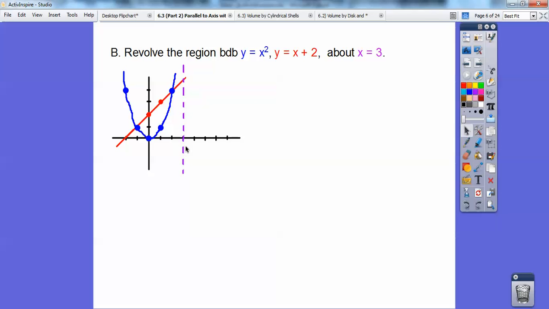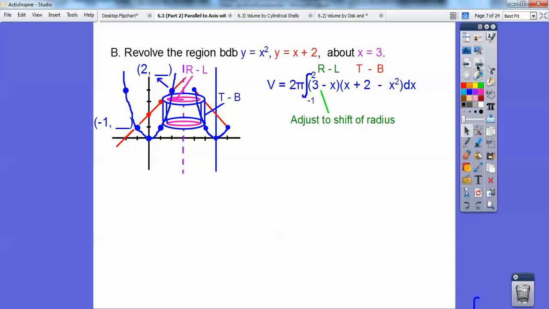Now this line is parallel to the y-axis, okay? So I have y equals x equations around something parallel to the y-axis. So this is going to be a definite shell one. So volume is 2 pi times, and then this is righty minus lefty. Okay, so my righty is this one right here minus the left, which is an x right here. So righty minus lefty, and then top minus bottom would be the line. Looks like the top is the line minus the bottom, the parabola.